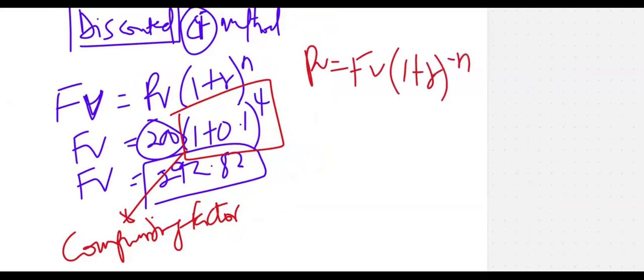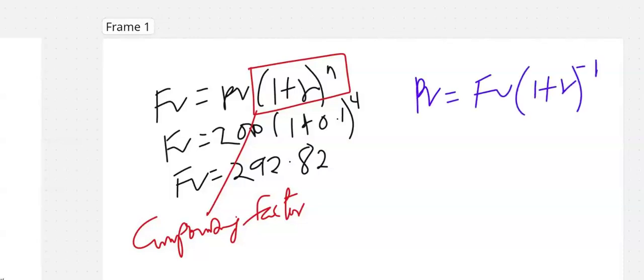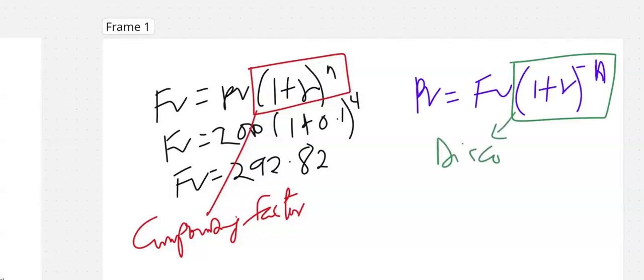This factor, which the future value multiplies by, please hold on. So just as we have for this, when I want to find the present value, it equals the future value times (1 plus r) to the negative n. So this (1 plus r) to the negative n is called the discount factor.